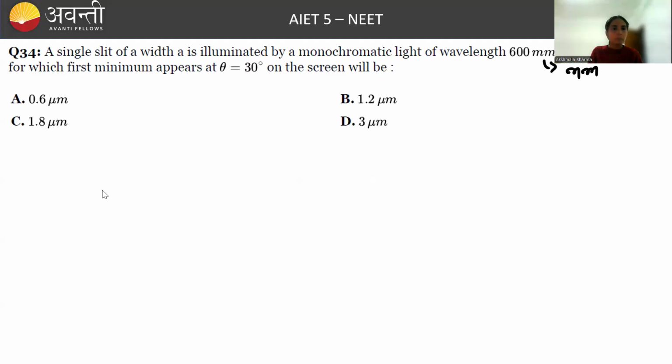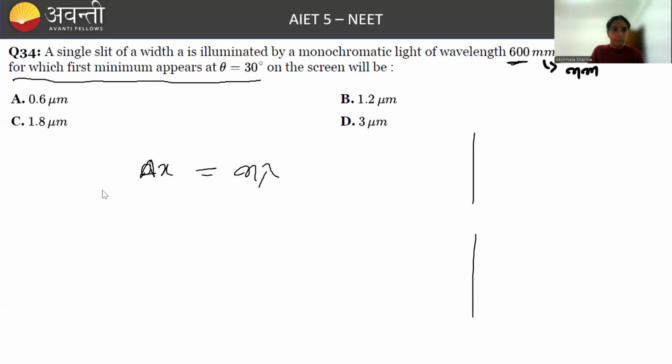Now, a single slit of width A is illuminated by monochromatic light of wavelength 600 millimeter is given in the question, but answers are given according to 600 nanometer. So there was a mistake. The value of A for which first minima appears on the screen. So it is talking about the single slit thing. So this is diffraction, single slit diffraction, right? And for that, the minima condition is what? For that, the minima condition is path difference should be equal to n lambda, right? The value of A for which first minima appears at 30 degree.